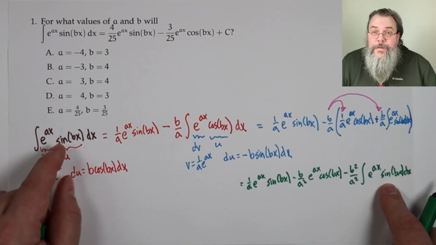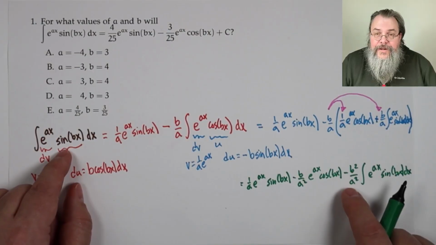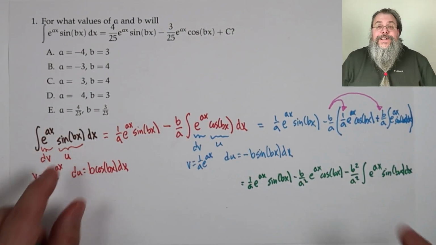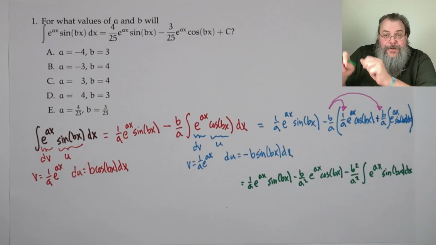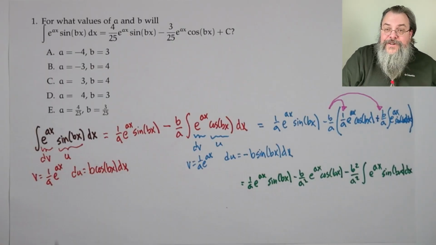We got where we started. Now you're like, oh, that's terrible. But actually, we didn't quite get what we started with. We have a slightly different coefficient. So we can move things around. So we can move this to the other side.